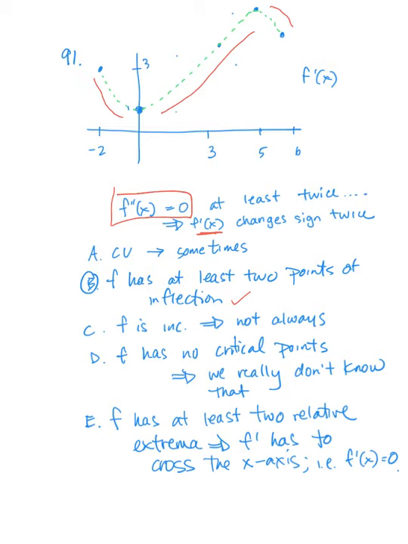Let's keep going. Choice C says it's increasing. Well, not always. Choice D says has no critical points. Well, we really don't know that because the graph could drop underneath the x-axis, because to have a critical point, f prime has to be 0. And then E says f has at least 2 relative extrema. We don't know that because it has to cross the x-axis or equal 0. We don't know that.